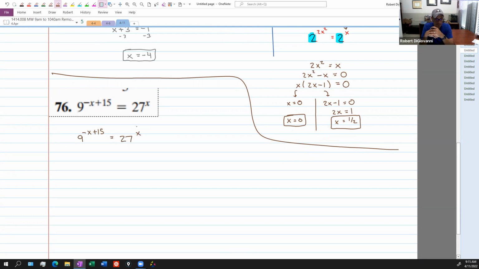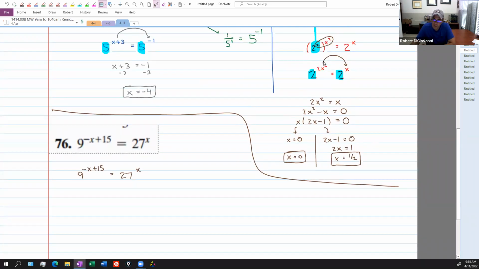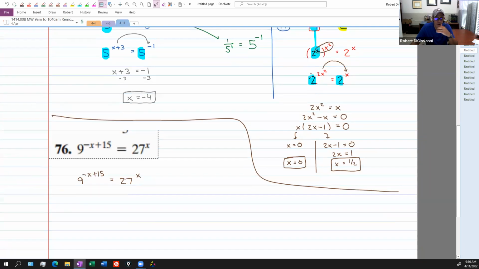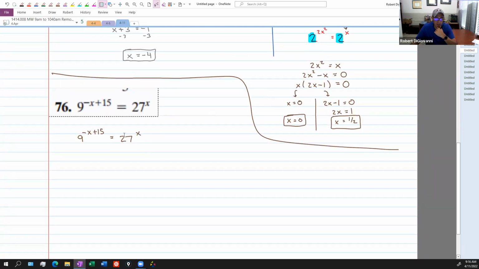thinking about this, we have 2 bases right now, 9 and 27. Be really careful here, because like in this one, we had 2 and 4, and we said, hey, 4 is 2 squared, right? So we could rewrite the 4 as 2 squared. Here, you cannot rewrite the 27 as 9 squared, right? 9 squared is 81. So you cannot rewrite the 27 as a power of 9. And you can't rewrite the 9 as a power of 27 because 27 is bigger than 9.